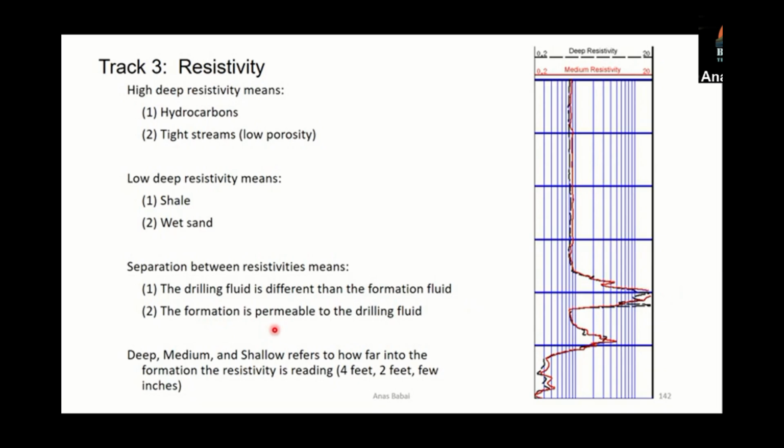And if it's oil-based drilling fluid, we will experience a high resistivity. So it depends, and that's why, as we said earlier, we have to carefully check in the header what type of drilling fluid has been used during the drilling, because it will affect how we will interpret our log response.